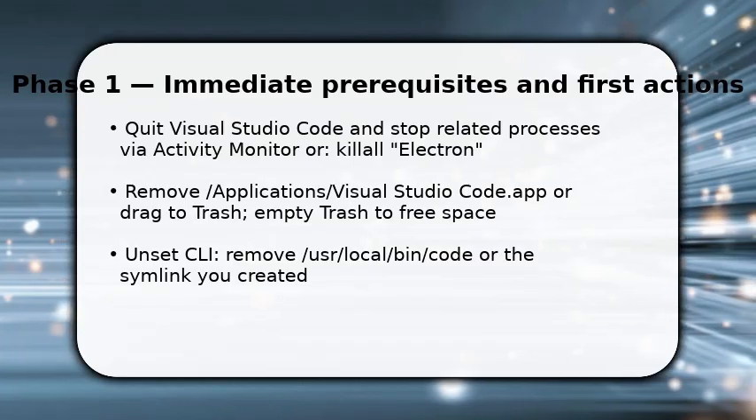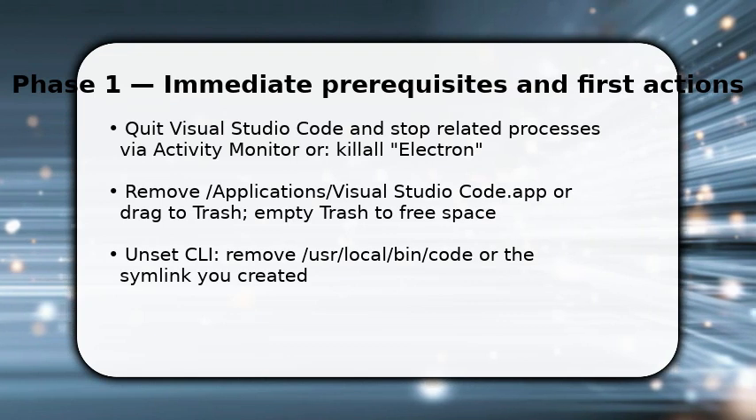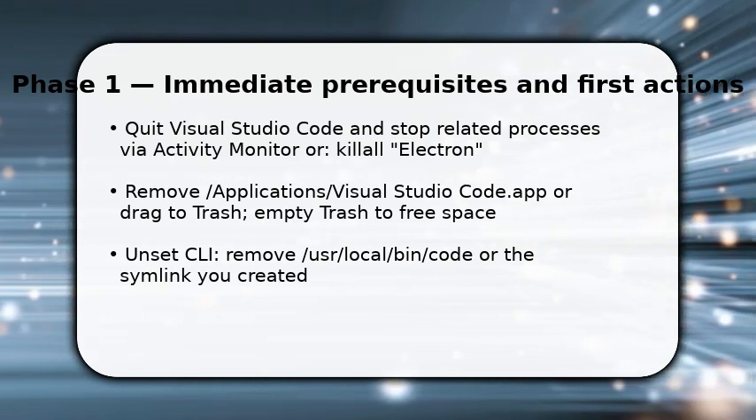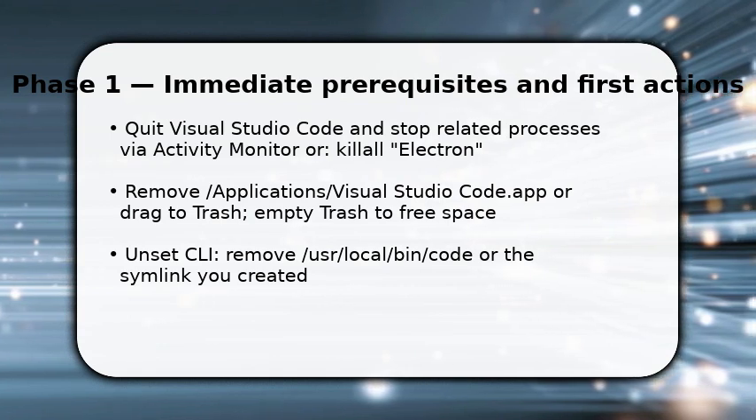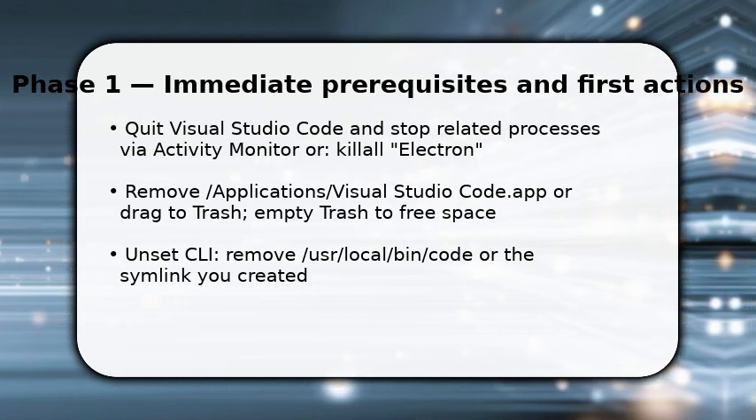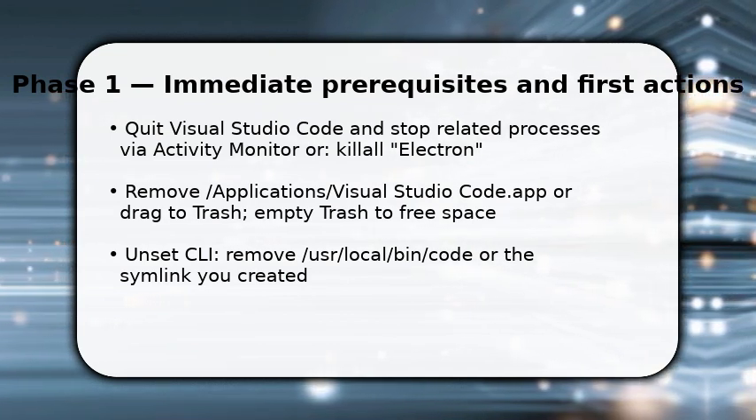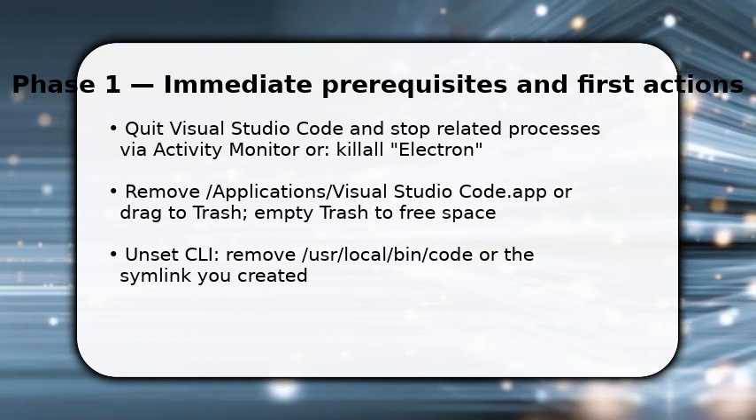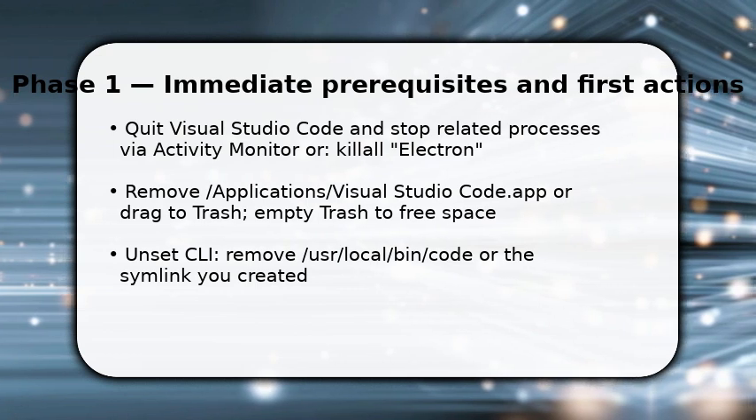You start by forcing VS Code to stop so no files are locked. This prevents partial deletes. First, quit the app and kill any leftover processes in Activity Monitor or run killall Electron in Terminal. Once done, remove /Applications/Visual Studio Code.app by moving it to trash and emptying trash. That clears the main binary.